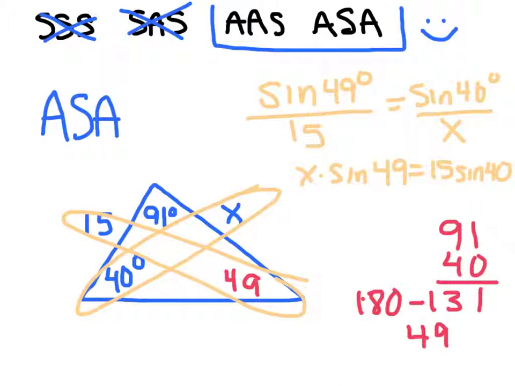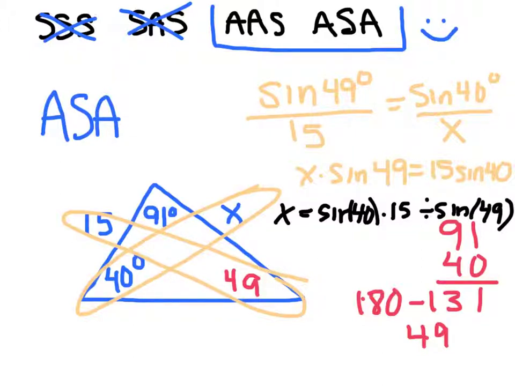And then if you're using a graphing calculator, just make sure you close your parentheses in the right spot. So when you type this in, it would be x is equal to sine of 40, put the parentheses around the 40, times 15, divided by sine of 49. And the 15 could come before the sine 40. If your calculator is in degree mode, you'll get an answer.